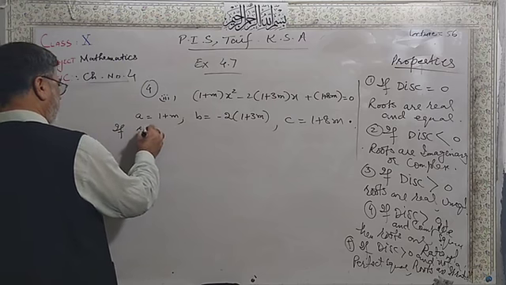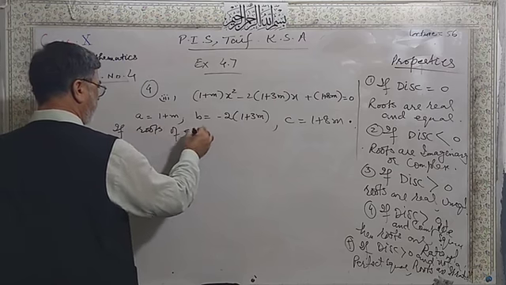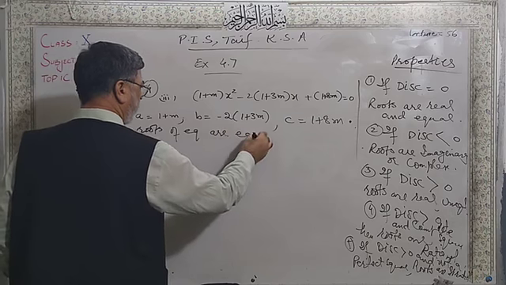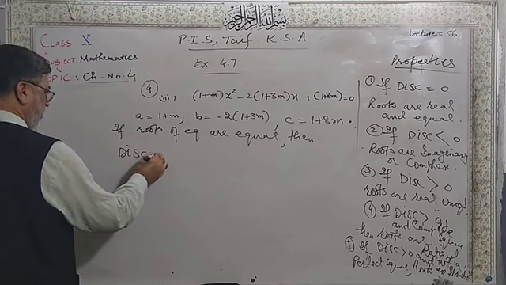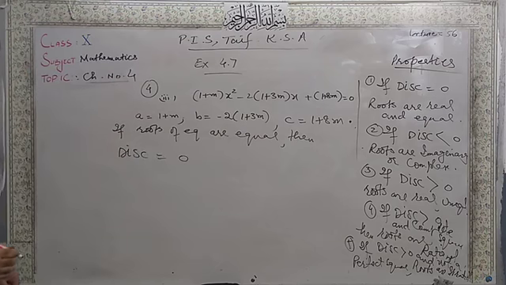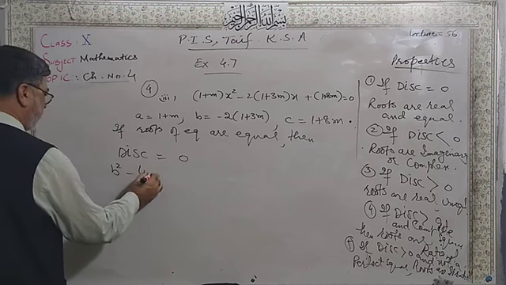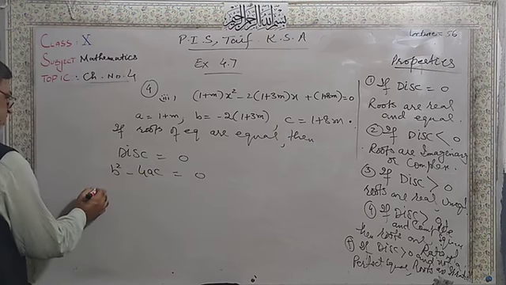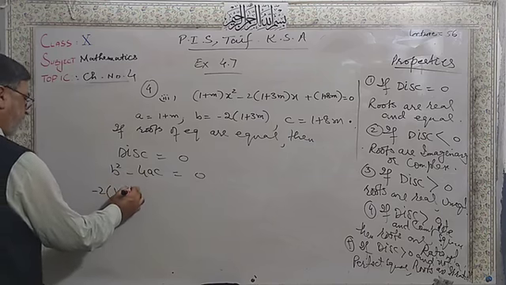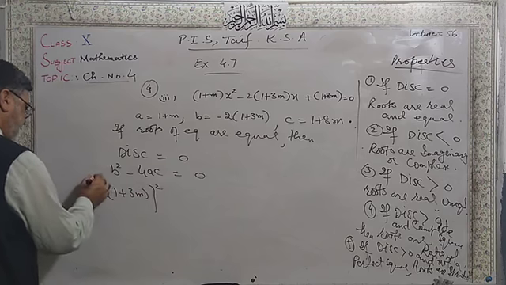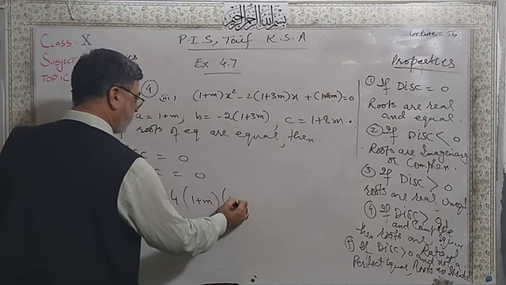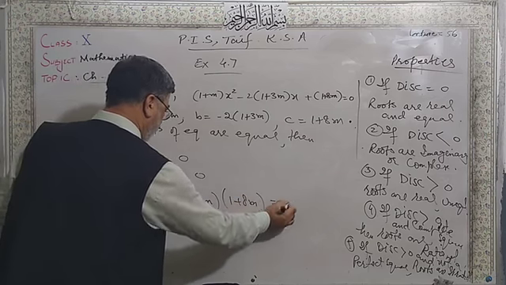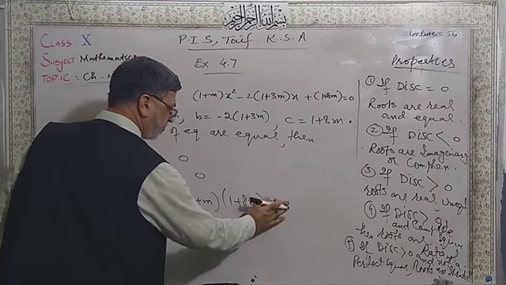If roots of the equation are equal, then the discriminant will be equal to 0. So here you can write down, this means b square minus 4ac is equal to 0. B square means minus 2 into (1 plus 3m) whole square, minus 4 into a, which is (1 plus m), c is (1 plus 8m), is equal to 0.